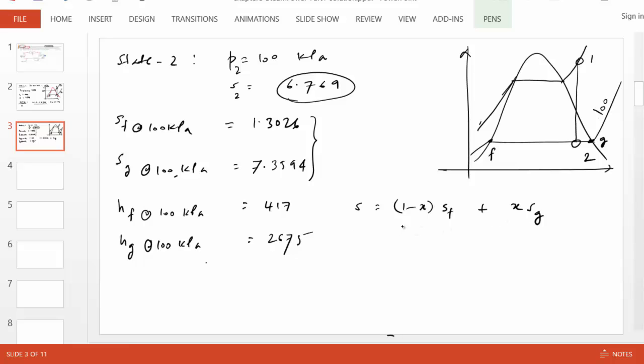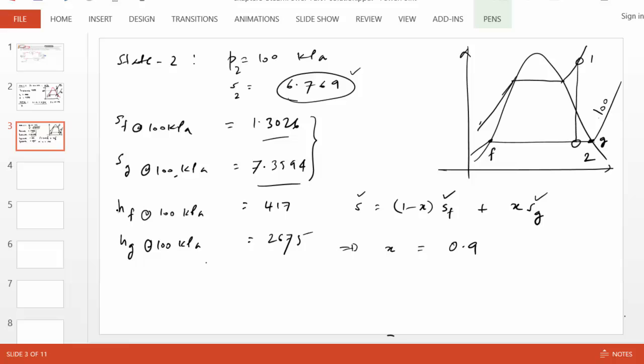Okay, so we already know what SF is. We figured that out. We know what SG is, and S is also known. Solving, we can find X to be approximately 0.9.